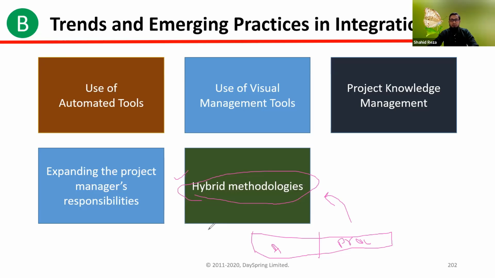PMI, from one survey, showed that 78% of organizations that are champions in project management, very expert in project management, do not use only one methodology. Based on the situation and the requirement, they follow hybrid methodologies. In some places they use agile, incremental or iterative, and in some places in the same project they use predictive methods. Those 78% are champion organizations in project management. So this is the new trend.